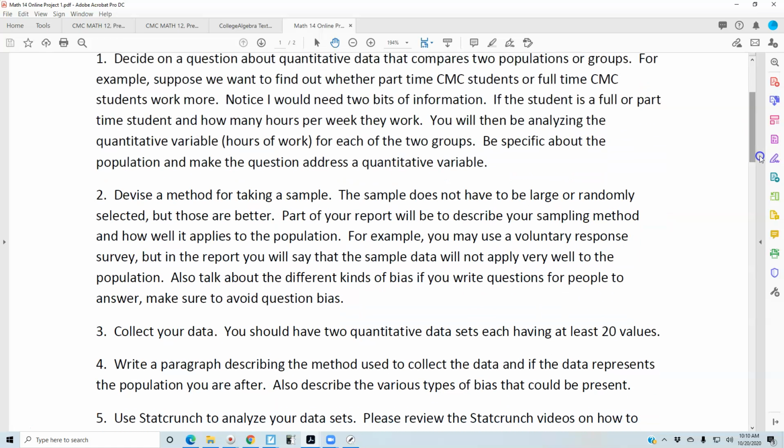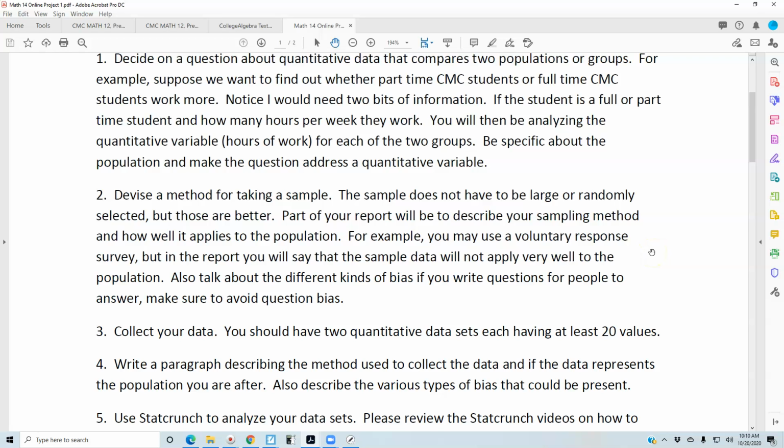Number 2, devise a method for taking a sample. The sample does not have to be large or randomly selected, but those are better. Part of your report will be to describe your sampling method and how well it applies to the population. For example, you may use a voluntary response survey, but in the report you will say that the sample data will not apply very well to the population.